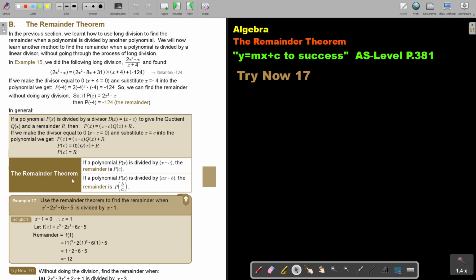So the remainder theorem: if a polynomial p(x) is divided by x minus c, the remainder is p(c). So we can just substitute that. If a polynomial p(x) is divided by ax minus b, the remainder is p(b/a). Because remember, can I show you? If you have ax minus b equals 0, then you have ax is equal to b, divide by a, and that is basically then b over a. Let's look at an example. It's actually very easy.